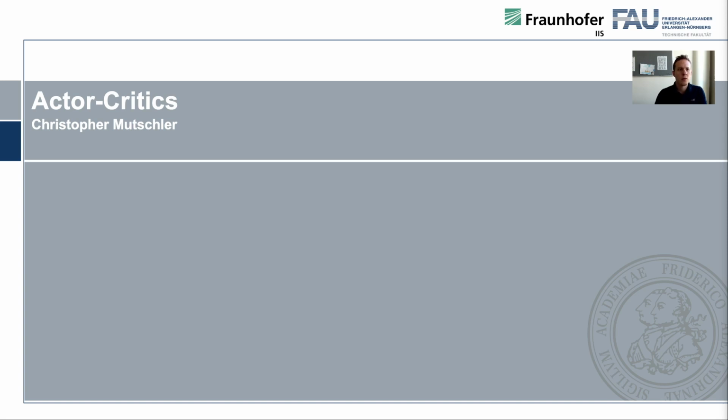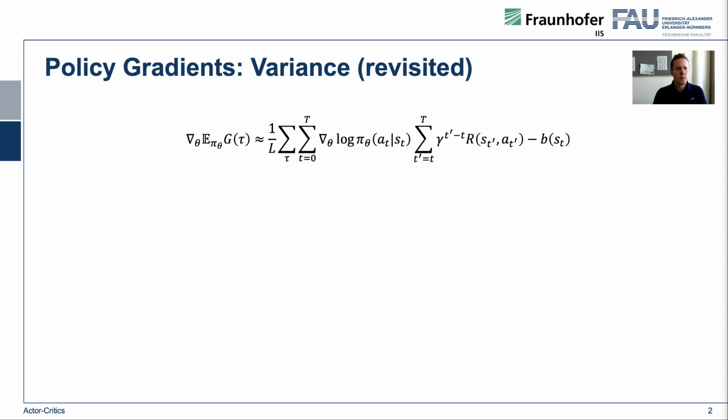So in this video, we will introduce actor-critic algorithms. In the last video, we talked about policy gradients, and we came to the conclusion that variance is a real big issue when we train policy gradient algorithms. And the thing with variance is in the estimation of the policy gradients as we did it so far.